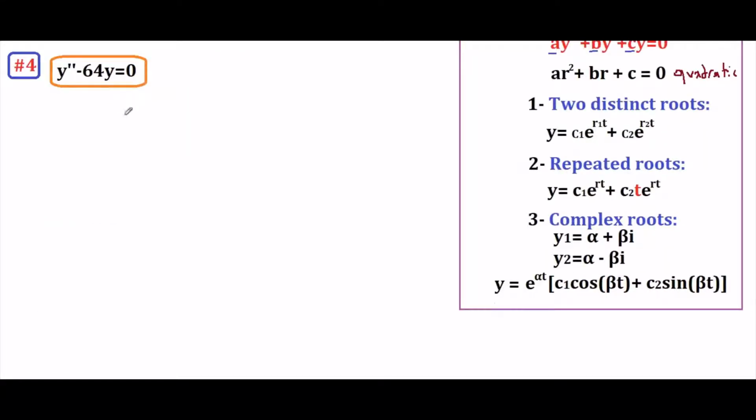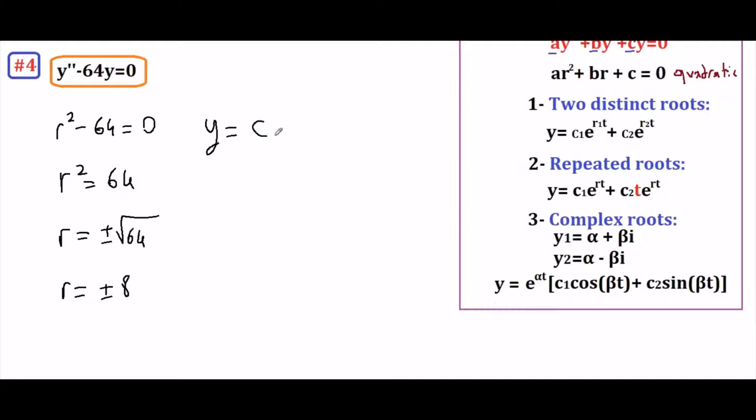Another one similar to number 3. This is going to be r squared minus 64 equals 0. r squared is equal to 64. r is equal to plus or minus the square root of 64, so r is equal to plus or minus 8. Then our general solution is c1 e to the 8t plus c2 e to the negative 8t.